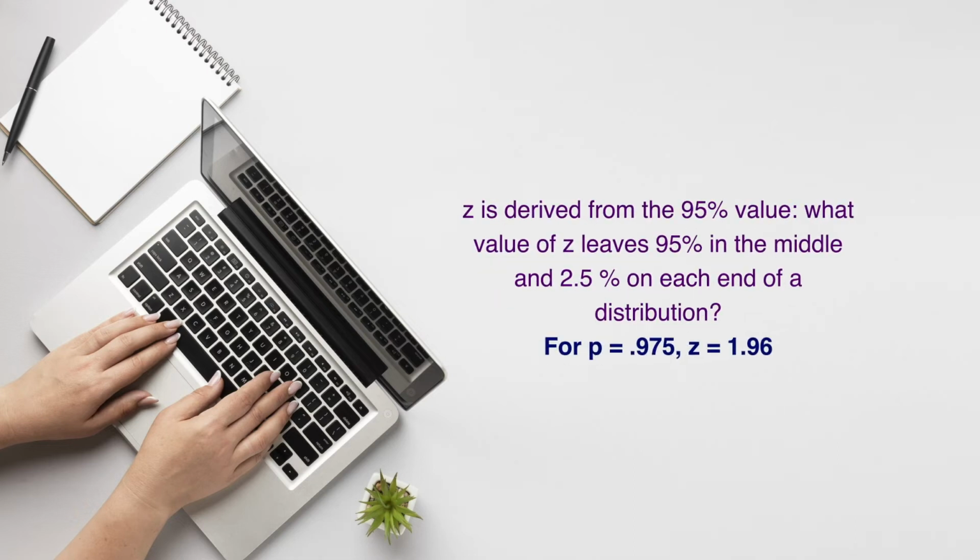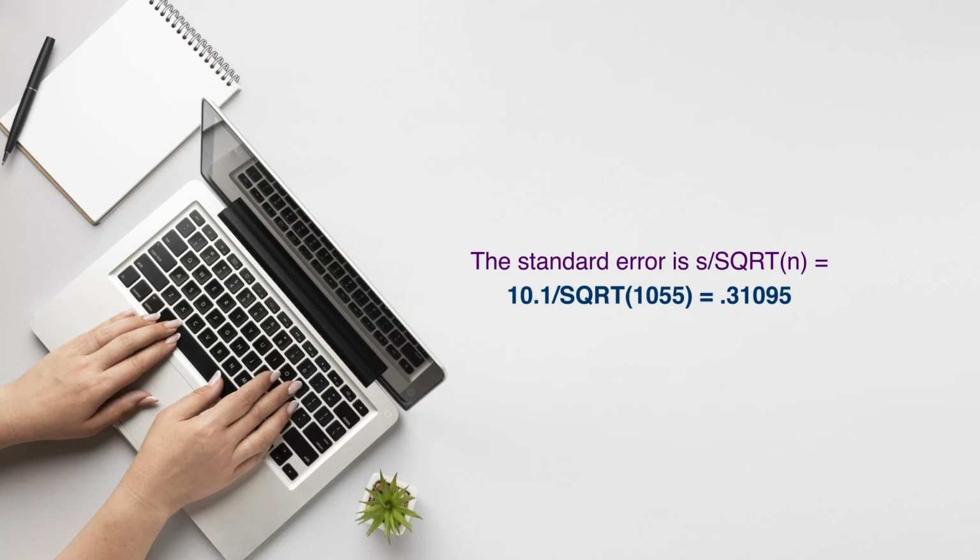What value of z leaves 95% in the middle and 2.5% on each end of a distribution? So p equals 0.975 and z equals 1.96. The standard error is the square root of n equals 10.1 and the square root of 1055, which comes to 0.31095, and the top of the confidence interval is 10.2 plus 1.96 multiplied by 0.31095 equals 10.8095.